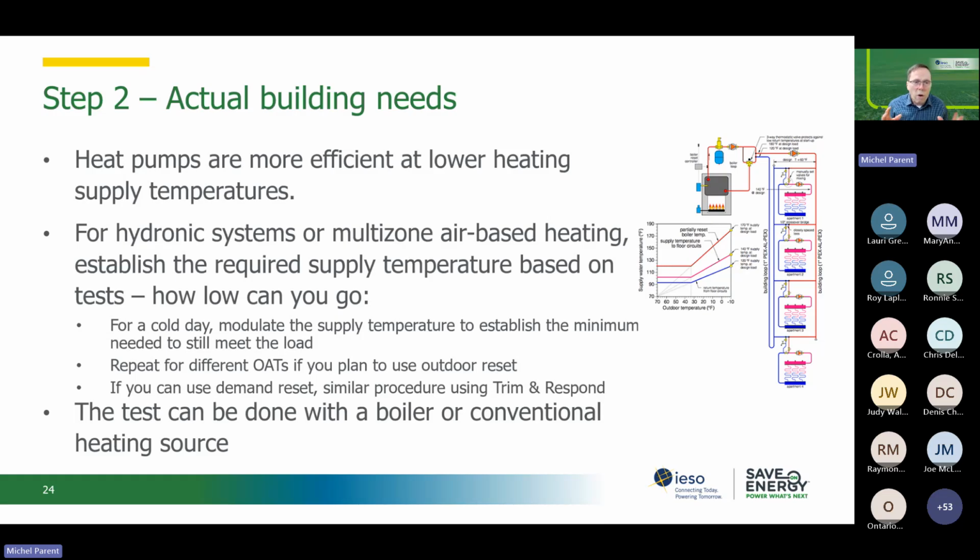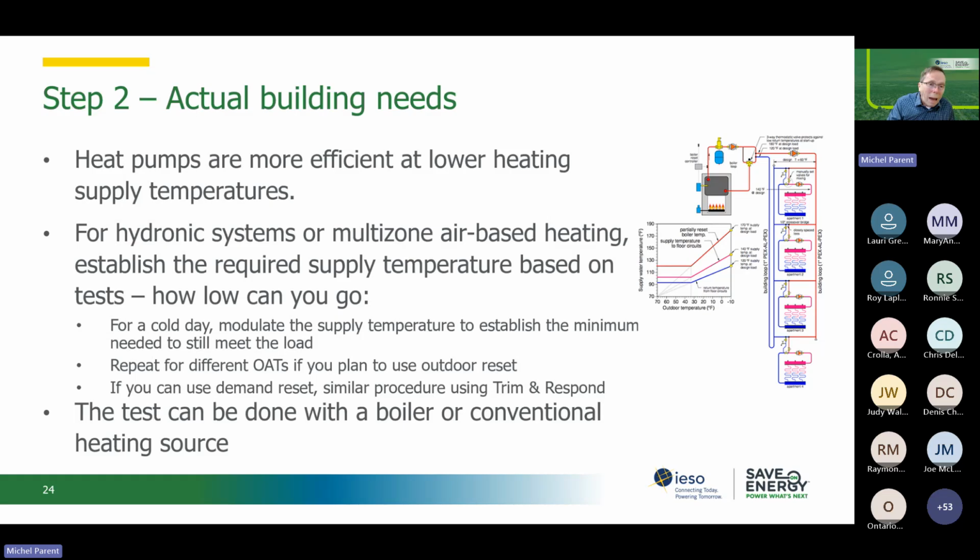You do what's called a functional test, where you will test your building distribution system. Let's say it's minus 20 outside. You're going to try to distribute at 140. Does it meet the load? If it does not, you'll try at 150. And you see, this is not a simple procedure. The procedure is simple, but it is time consuming because you need to establish what is the true need of your building in terms of supply.